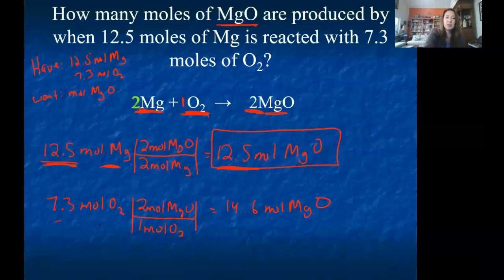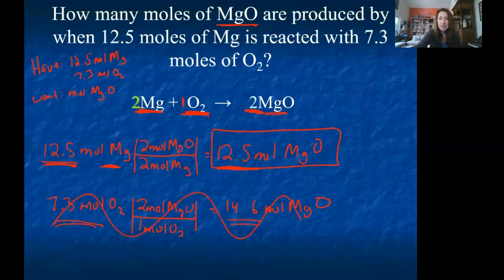Now, when we did the same thing with oxygen, it said we could make 14.6 moles, but that's imaginary because we ran out of magnesium at this point. So this one down here, this never even happened, right? So when we do this, you end up with one that you're going to use and the other one you're just not going to use. You're going to look at the smaller one. That's going to be your answer. So this is the amount of our product that's produced.